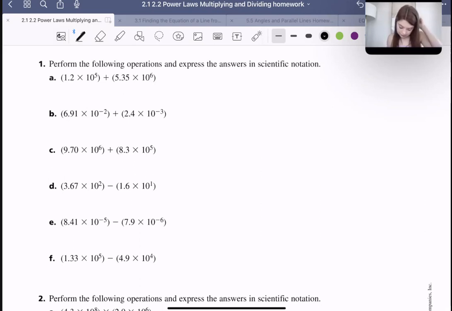Okay. So here it says, perform the following operations and express the answer in scientific notation. So the first thing I notice here is that we have 10 to the power of 5 and 10 to the power of 6, and those things are not equal. So we have to make them equal. And to do that, I'm going to move this decimal over to the left one, and then take away one of the powers of 10.